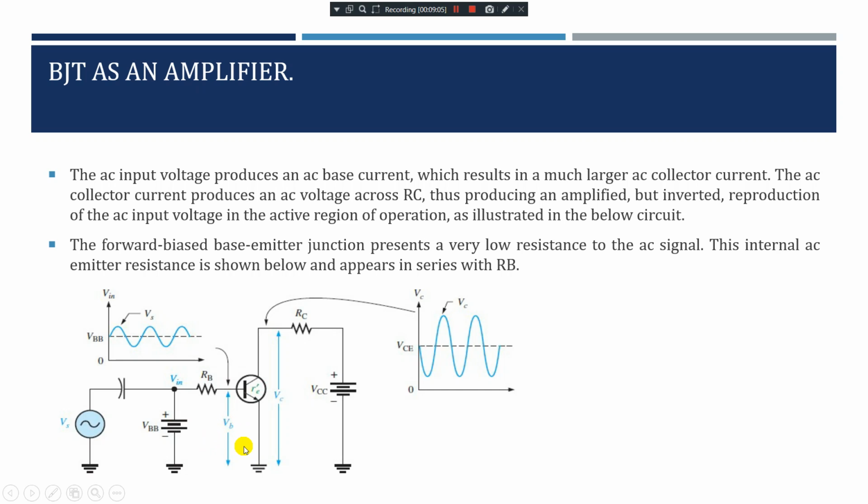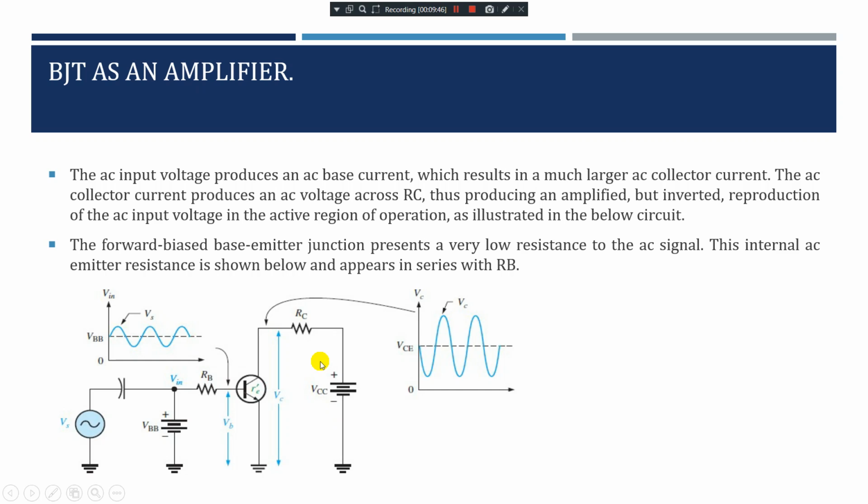There are a few more types of amplification. Here the common terminal for input and output is your base, that's called the common base configuration. Here you can see one is the input given to the base, ground, again ground. But what is common for input and output? That is nothing but your emitter. So this is also called the common emitter configuration, because the emitter is common for input and output.